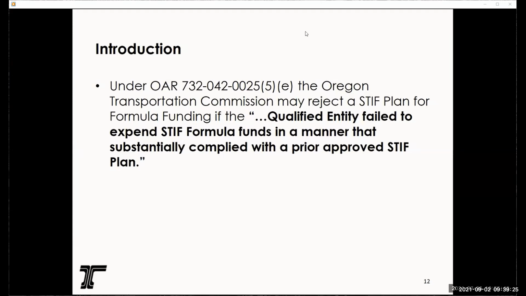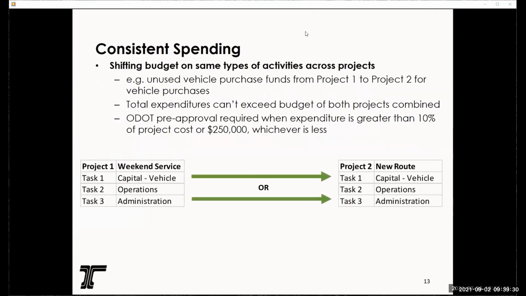In this section, we're going to talk about what is consistent, what is inconsistent, and determining substantial compliance. So let's start off with consistent spending. The way we're going to define consistent spending is through shifting budget on the same types of activities across projects. Activities include, but are not limited to, capital purchases, program reserves, operation, planning, and administration of projects. Original projects must be carried out to the level planned prior to transferring unused funds. And then we would like an explanation for the shift in this funding.